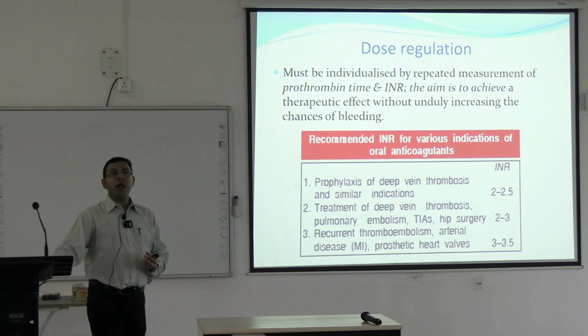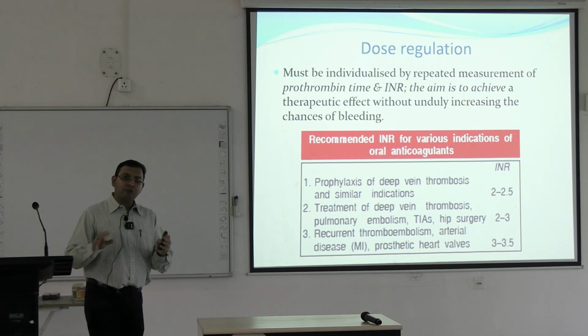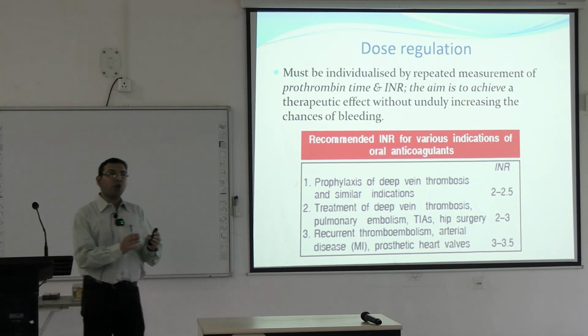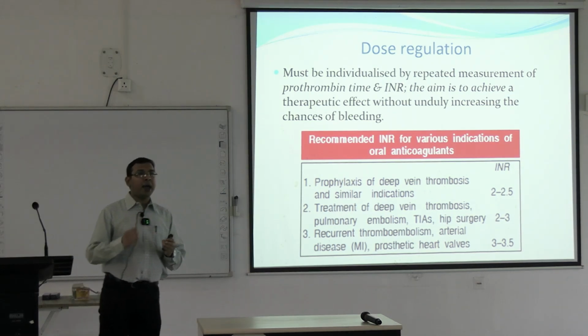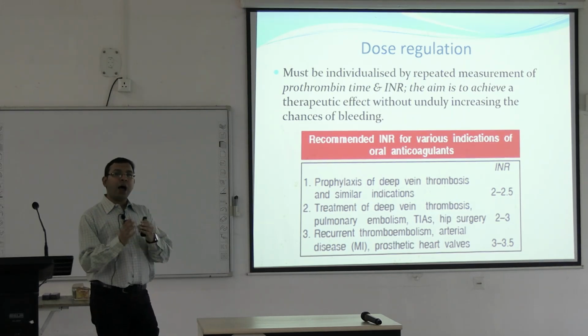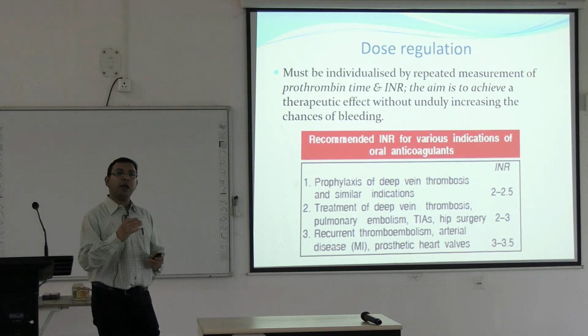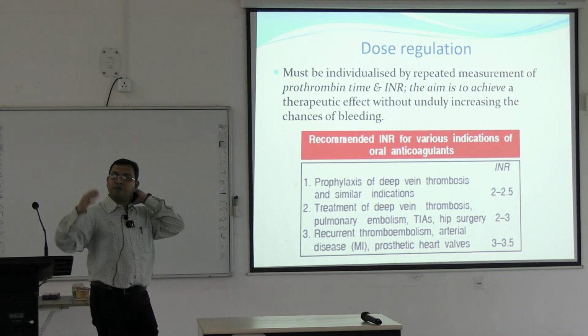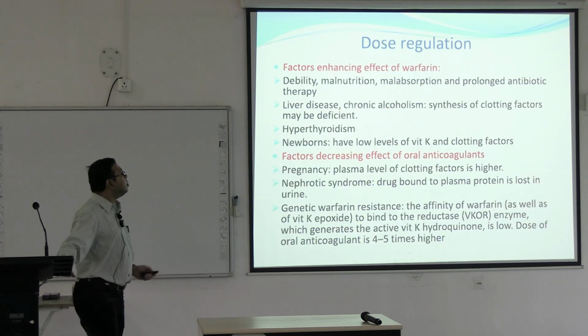So we have to monitor the prothrombin time, and there is a formula by means of which, from the patient's prothrombin time, we can calculate the INR. Usually an INR of 2 to 3 should be there. If the INR is very low, less than 1, again the dose is to be increased. If the INR is very high, the dose is to be decreased.